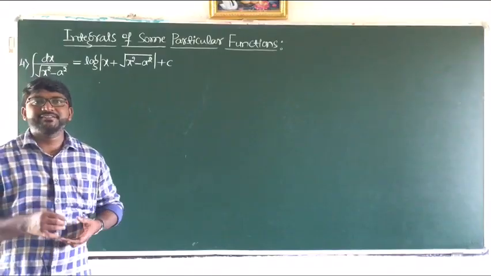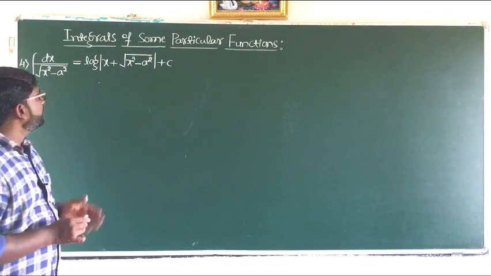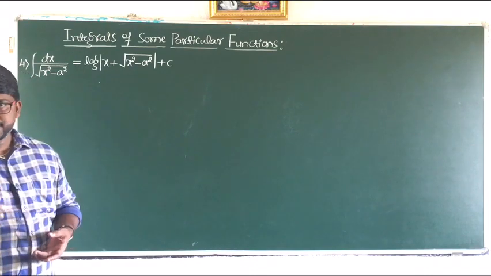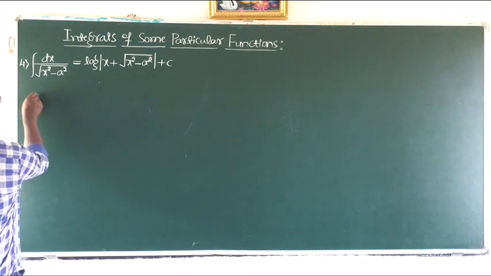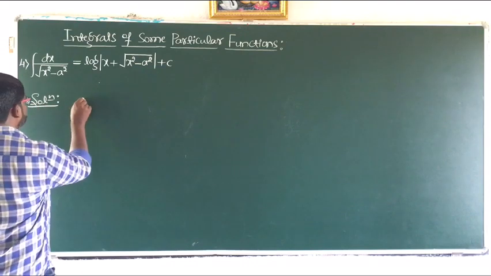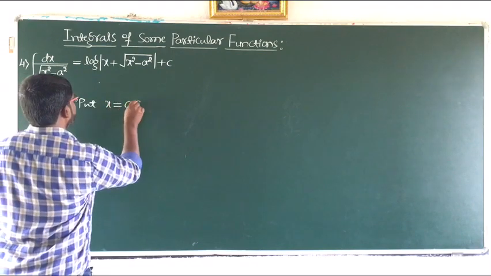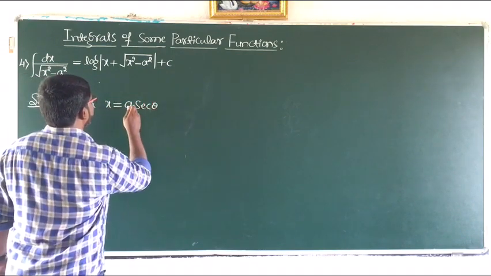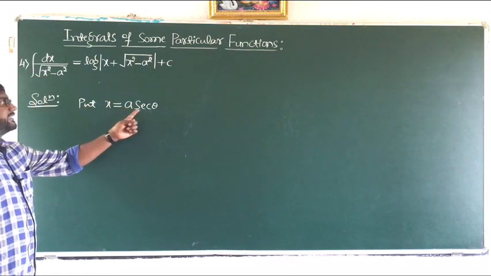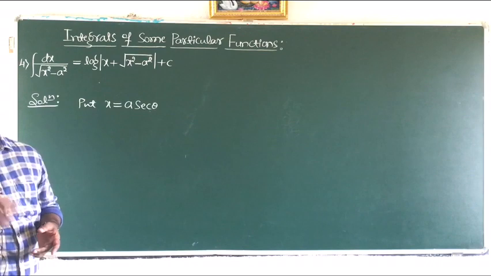The fourth standard result is the integral dx by under root x square minus a square, which is equal to log mod x plus under root x square minus a square plus c. Again we have to solve this by the substitution method. So here put x equals a secant theta. Whenever we have x square minus a square, we have to go for secant theta. When it is x square plus a square, we have to go for tan theta.